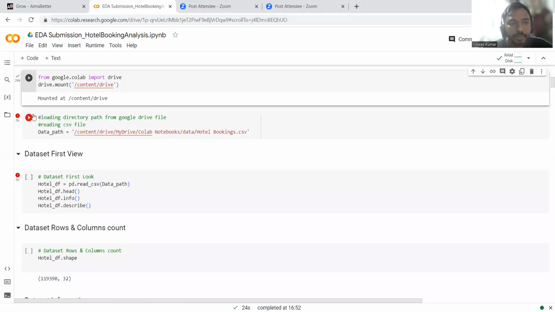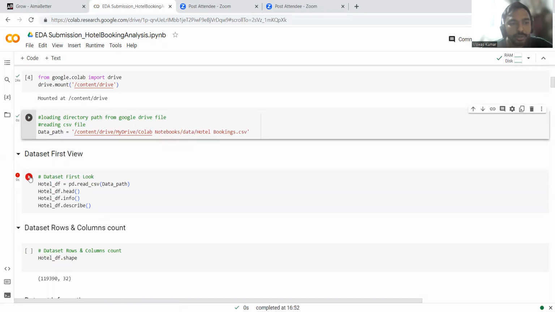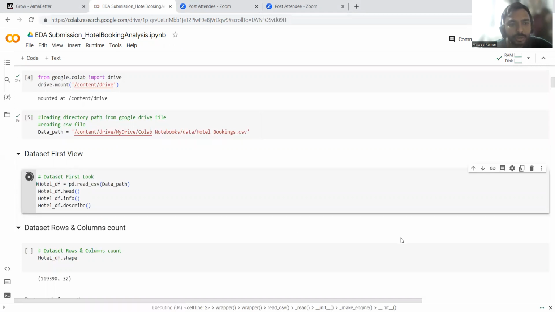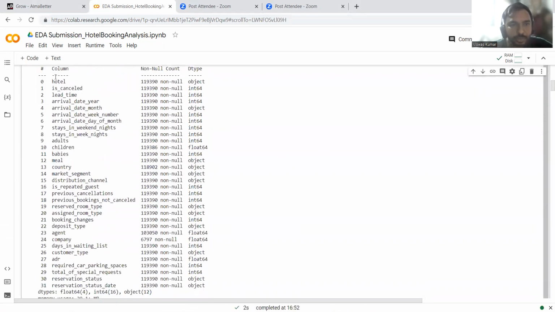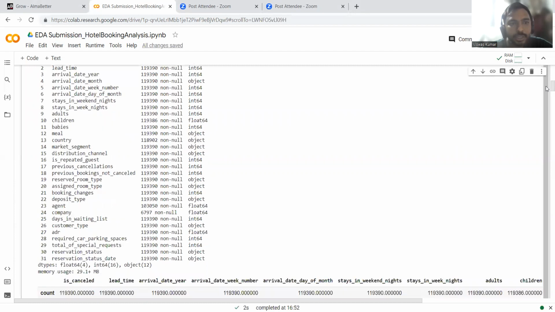Successfully mounted drive. This is the data path, hotel. These are all the columns present in the data set. This is the data type in which the column values are recorded. There are a total of 1,19,398 data rows present in the data set.